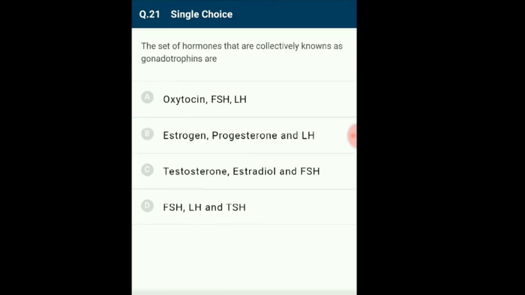Question number 21. The set of hormones that are collectively known as gonadotropins are. Follicle stimulating hormone and luteinizing hormone are major, and prolactin is a weak gonadotropin secreted by the pituitary gland in humans. These stimulate the gonads: in males the testes, and in females the ovaries. They are not necessary for life but are essential for reproduction. So the correct option is A, oxytocin, follicle stimulating hormone and luteinizing hormone.